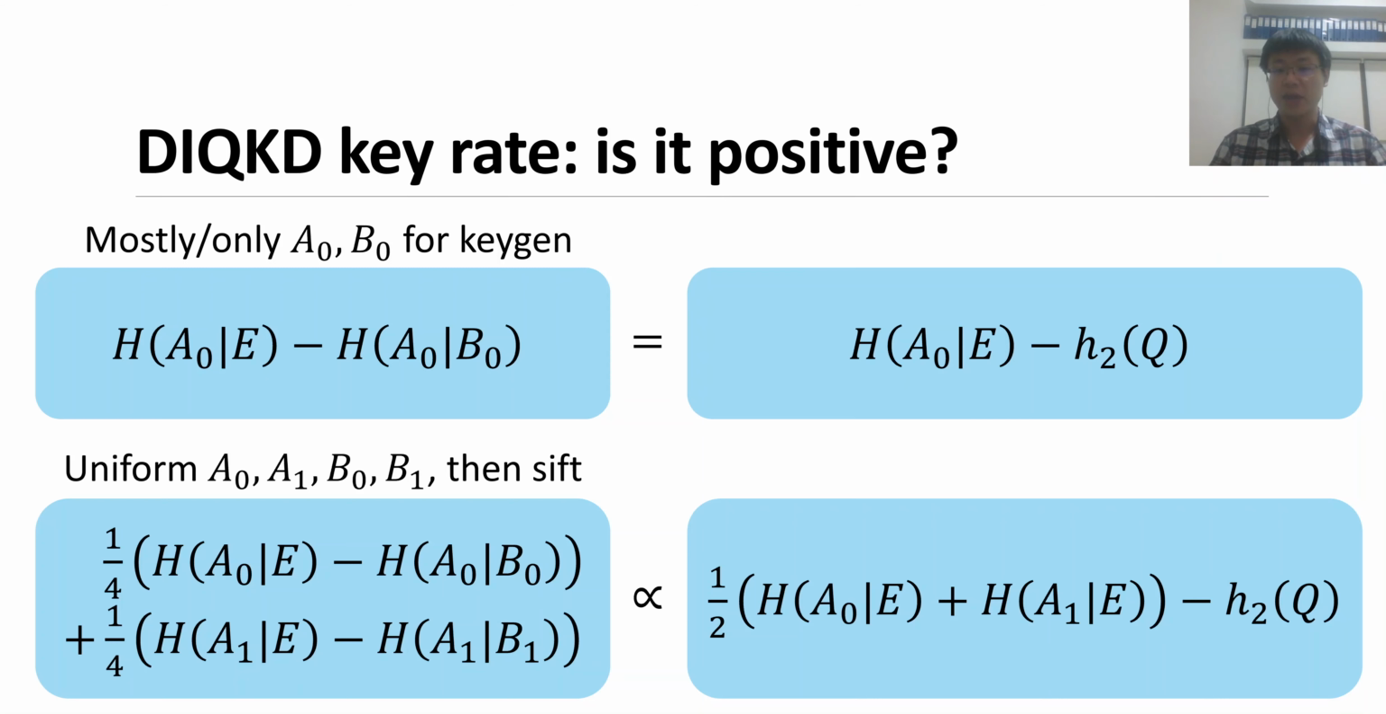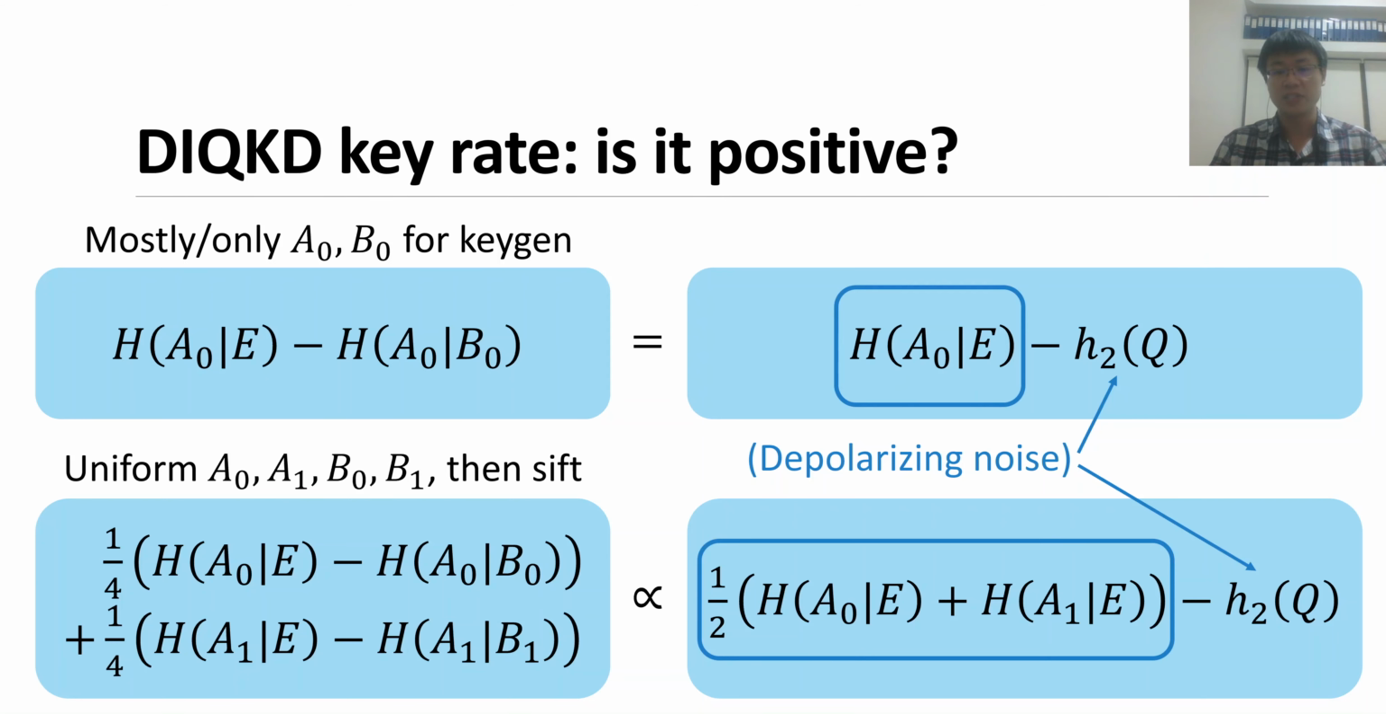In the expressions on the right, I've also somewhat simplified the formulas by assuming that the noise model is depolarizing noise. In that case, the terms involving Bob simplify to just the binary entropy of the QBER. And that means that in the bottom box here, I've essentially ignored the sifting factor because we are just interested in whether this expression is positive. And in that case, it comes down to comparing the expressions in the highlighted boxes over here.